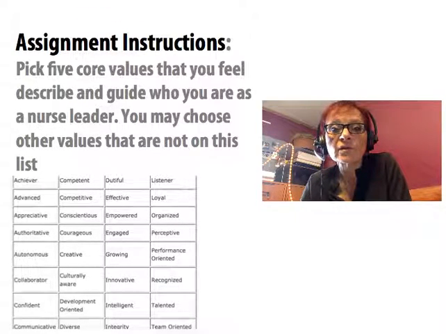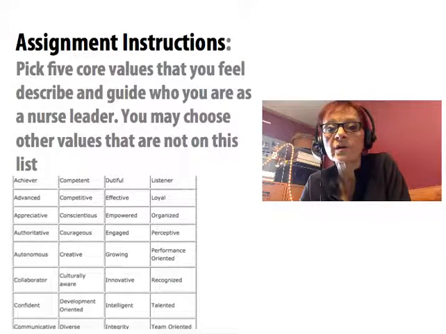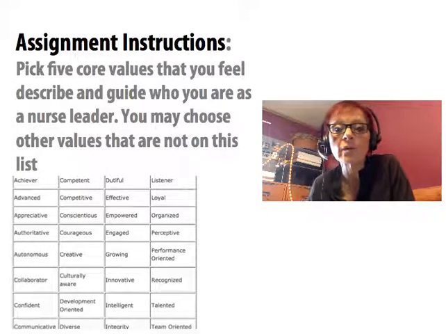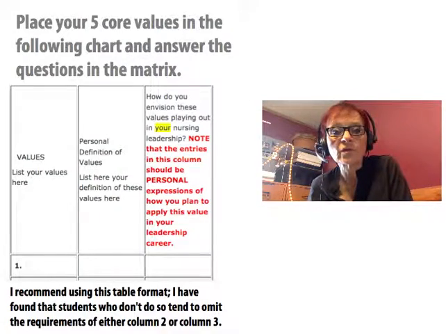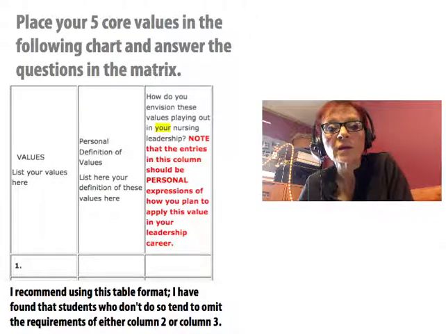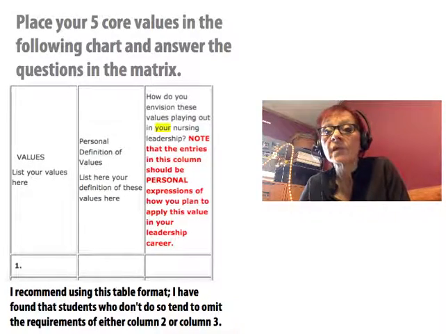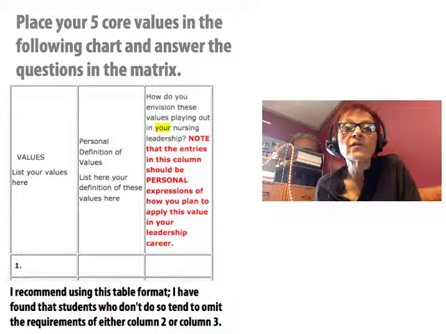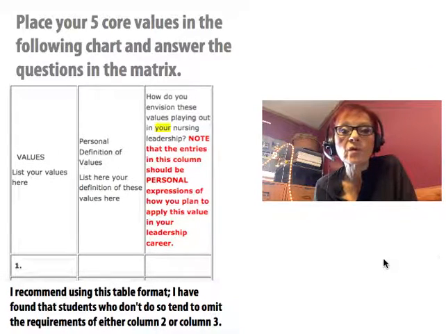The assignment instructions begin with exercise 1, where you're to pick 5 core values that you feel describe and guide who you are as a nurse leader. And you can choose other values that are not on this list. What students sometimes do is just highlight the values on this table, but sometimes they just go right to the next table and list their values there, 1, 2, 3, 4, 5, under the values column, and that's perfectly okay to do that.